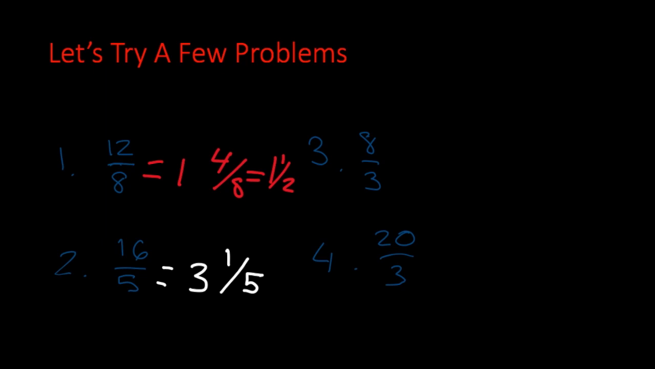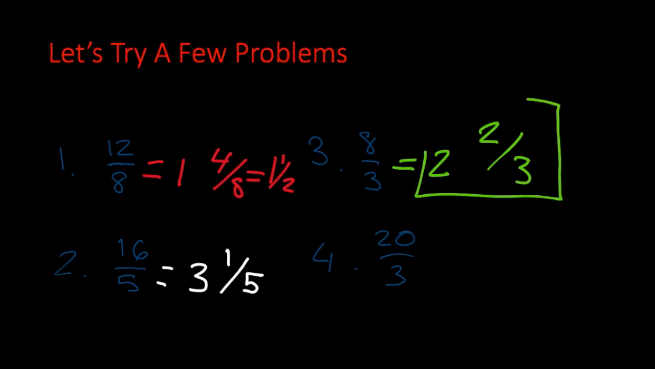Now, let's move on to our next one. 8/3. Now, the closest we can multiply to get to 8 using 3 is 3 times 3 equals 9. So then we have to do 3 times 2, which equals 6. So 6, how many is it away from 8? It's 2. So 3 times 2 equals 6, with the remainder of 2 and the denominator staying the same. So our answer would be 2 and 2/3.